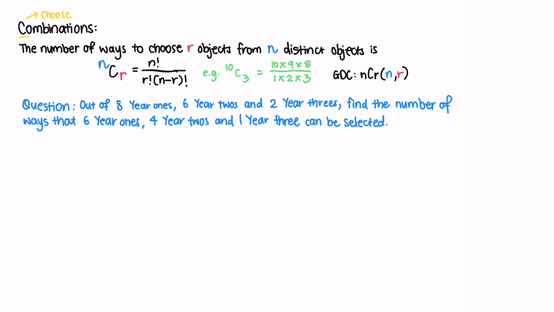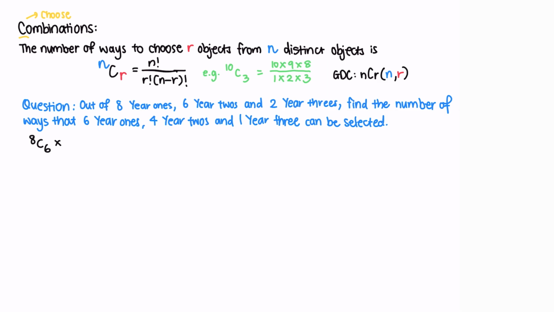So right now, let's do the question. Out of 8 year 1s, 6 year 2s, and 2 year 3s, find the number of ways that 6 year 1s, 4 year 2s, and 1 year 3 can be selected. So this is choosing, so we use combinations. So we want to choose 6 year 1s from 8 year 1s. So choosing 6 from 8, this is just 8 choose 6.